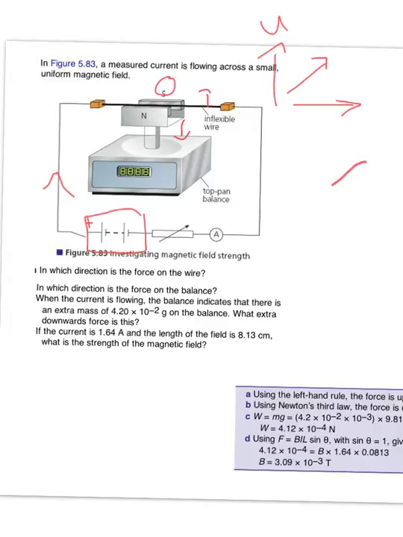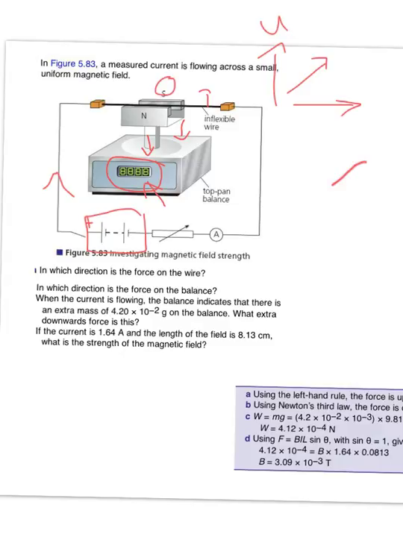It's like a Newton's third law question. If the magnetic field is producing a force upwards on the wire, then the wire will produce an equal and opposite force down onto the magnets. So that means that the balance gets pushed down, and that will register a reading on the digital balance here.